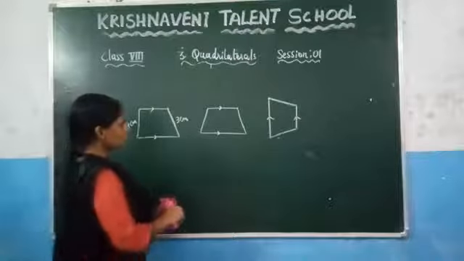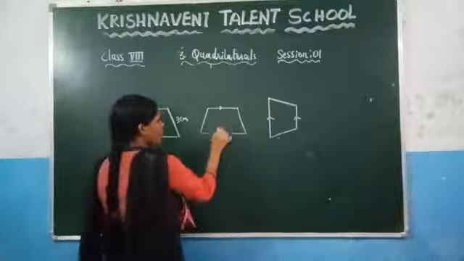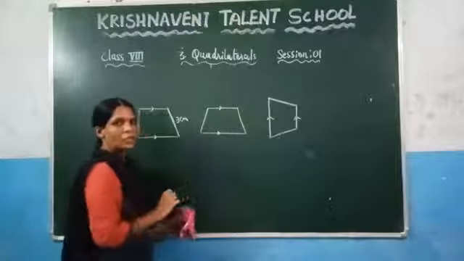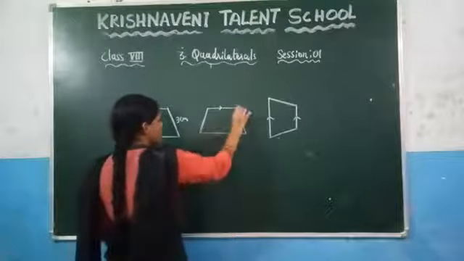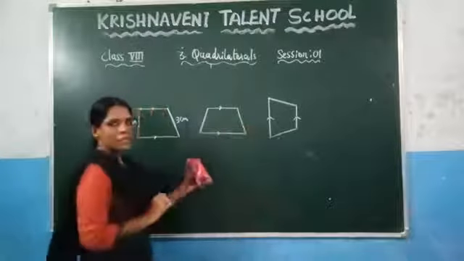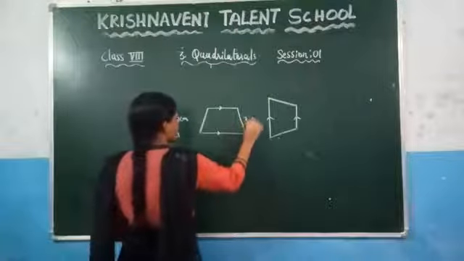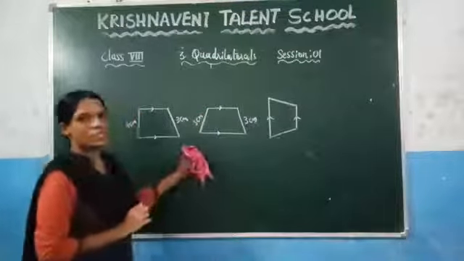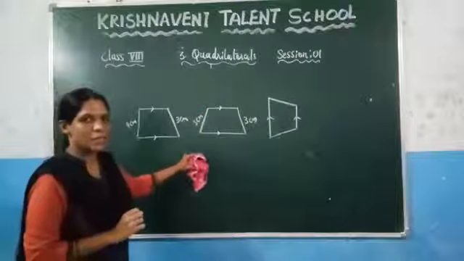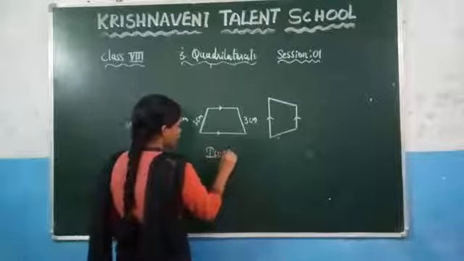But if you consider this case, this is also a trapezium because one pair of sides are parallel. And if you see the non-parallel sides, what are they here? These are the non-parallel sides, and these non-parallel sides are equal in length. If this is 3 centimeters, clearly you can observe that this is also 3 centimeters. So this type of trapezium has a special name. We call it an isosceles trapezium.